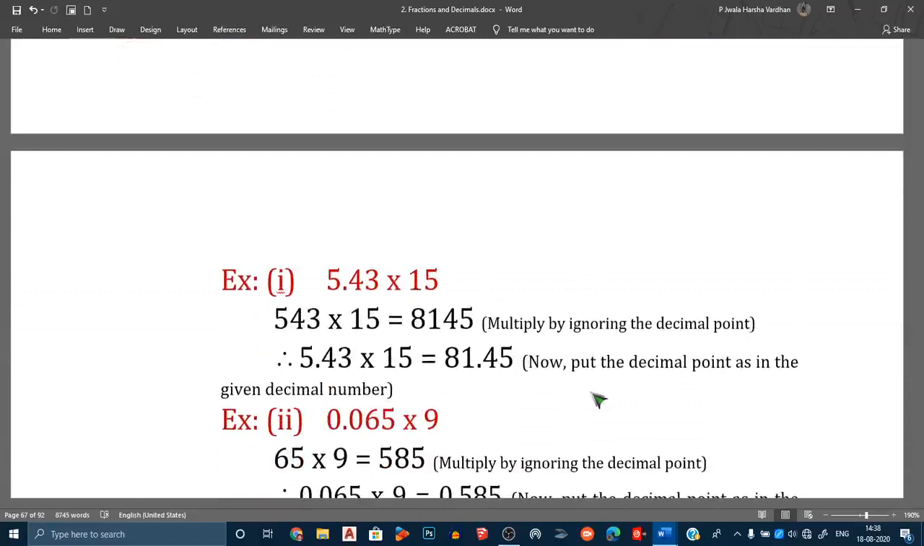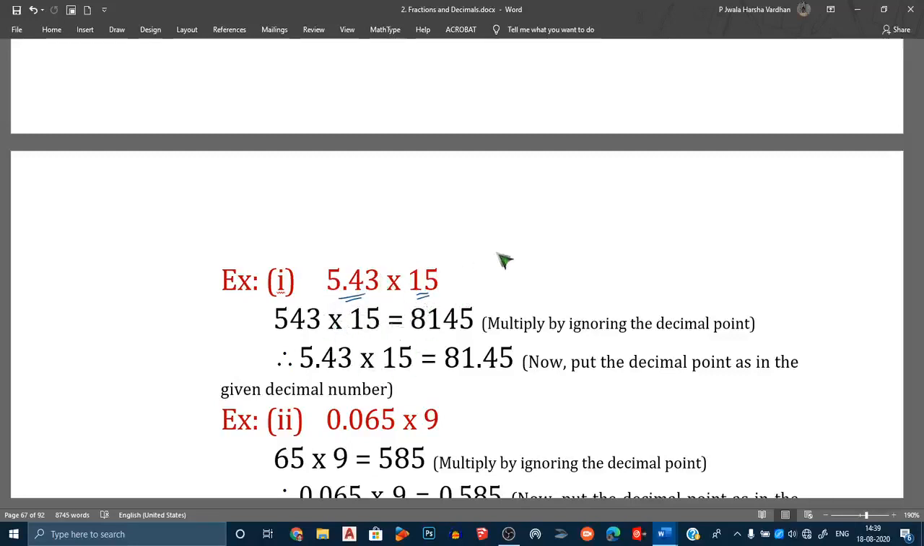Take one example, 5.43 into 15. Here a decimal number is given and you are multiplying this with the whole number, which is 15, which is not having any decimal point. So for this, two methods you can use. This is one of the methods.